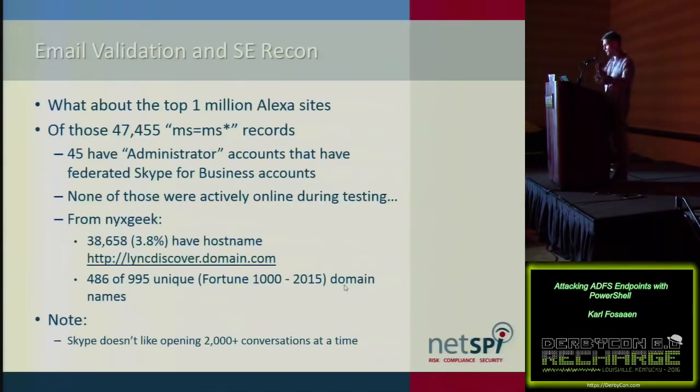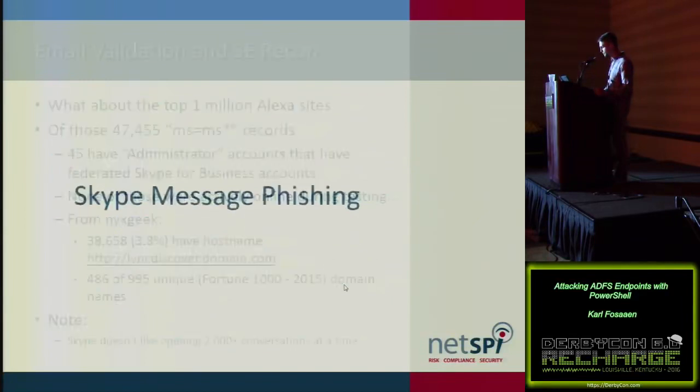I don't know. But I got some good information from Nixky. Again, you should go back and watch that talk. There were 38,658 linkdiscover.domain.com records. So linkdiscover is what you would use to identify that Lync or Skype server out on the internet. You can use it for things like conferences. But that's some pretty good surface area there, so we might have missed a little bit. Of those, it's kind of hard to tell how many are federated. So that's kind of our attack surface that we're looking at there.